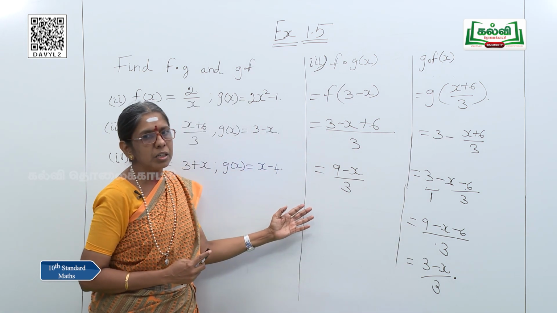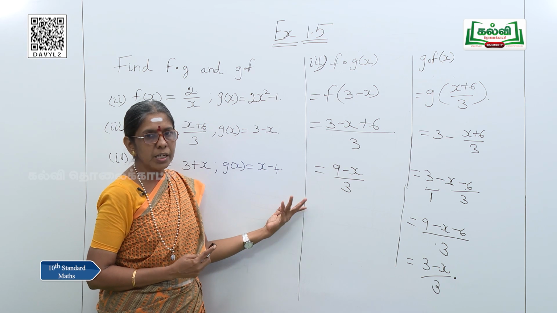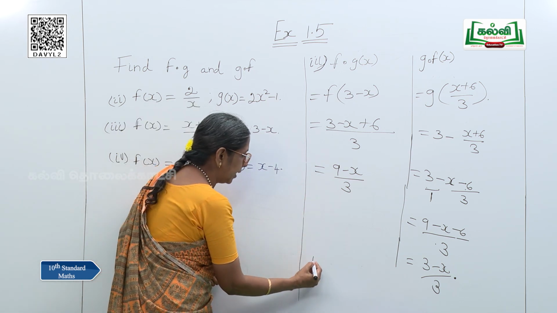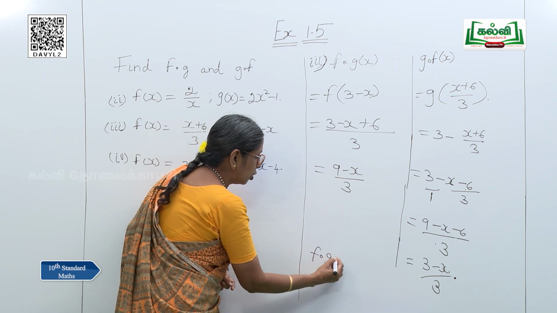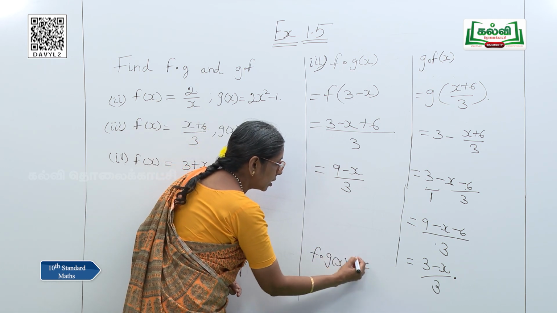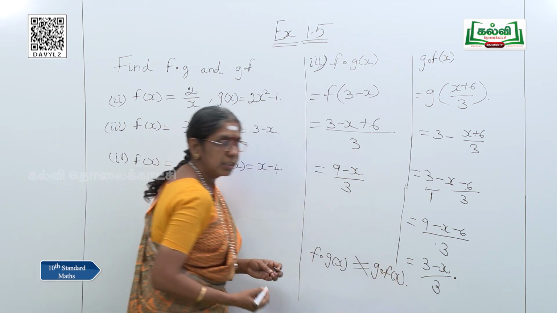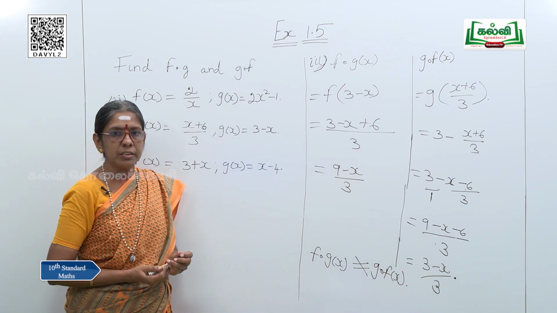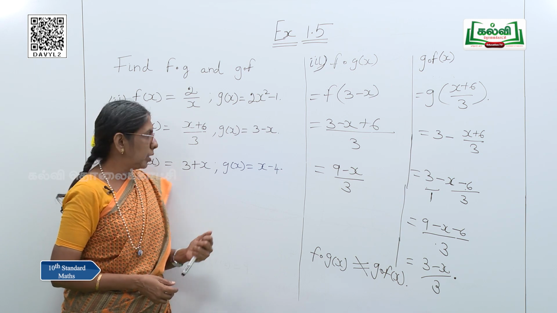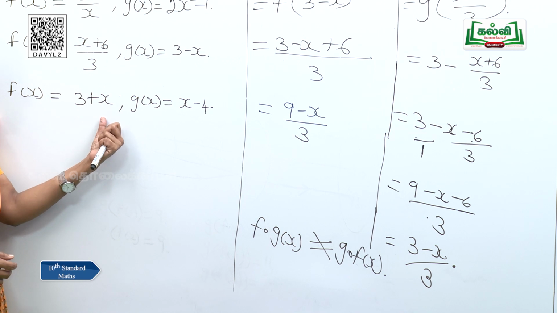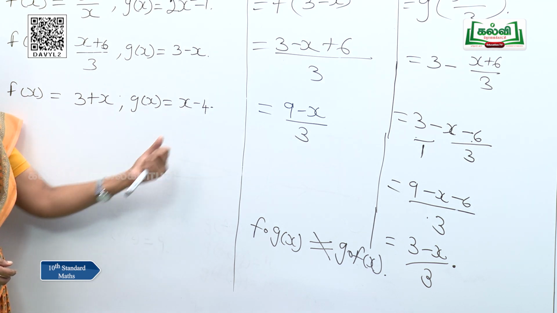Are they equal or different? They are different. So, they are not equal. In this sum again we get f dot g of x is not equal to g dot f of x. Did you all understand, children? Now, we will go to the last sum. We have f of x is equal to 3 plus x and g of x is equal to x minus 4.